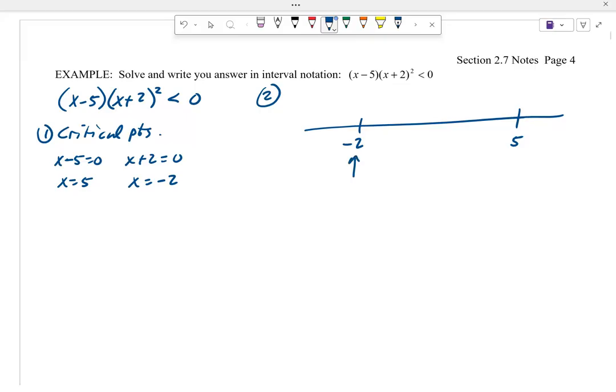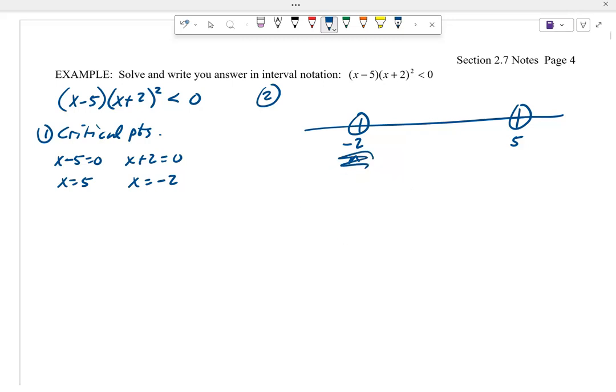Well, if I throw in negative 2, I got negative 7 times 0 is 0, less than 0. No, it's not. So I'm not going to include it, right? This is strictly less than. Not going to include it. If I throw in the 5, I'm going to get 0 less than 0. So I'm not going to include the 5 either.